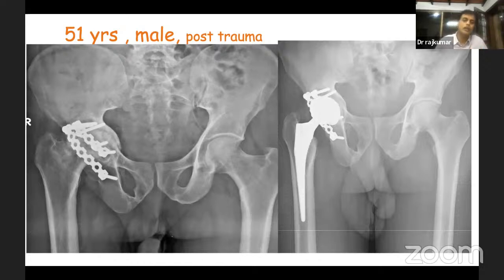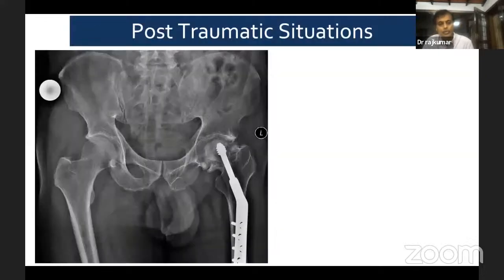So here I have done a bone graft. The head is there, so we have done bone grafting to lateralize the cup. The screw was not removed. The plate was not removed. The patient underwent a regular uncemented total hip replacement, addressing all the principles of protrusio.